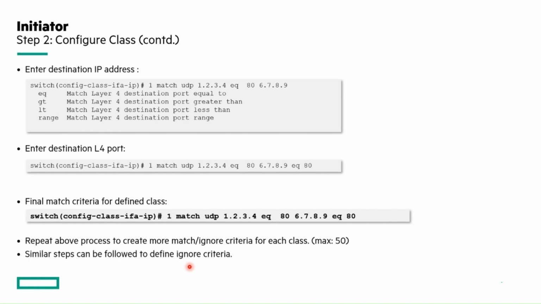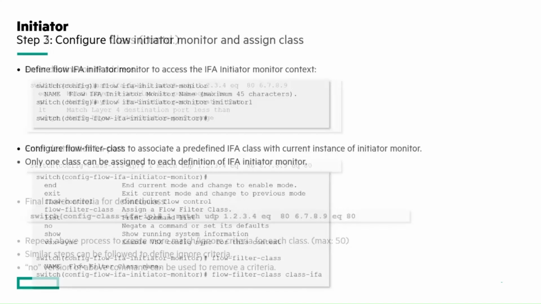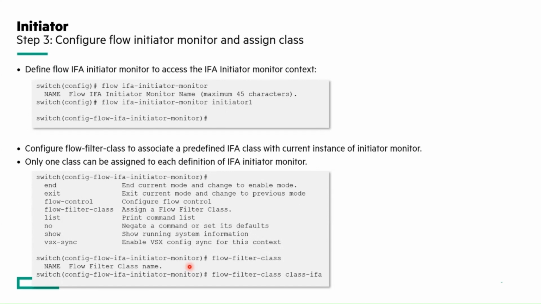So similar steps can be followed to define ignore criteria as well, what we have seen for the match above. No version of the above command will be used to remove a criteria. Further, we have step 3, which is to configure the flow initiator monitor and assign a class.